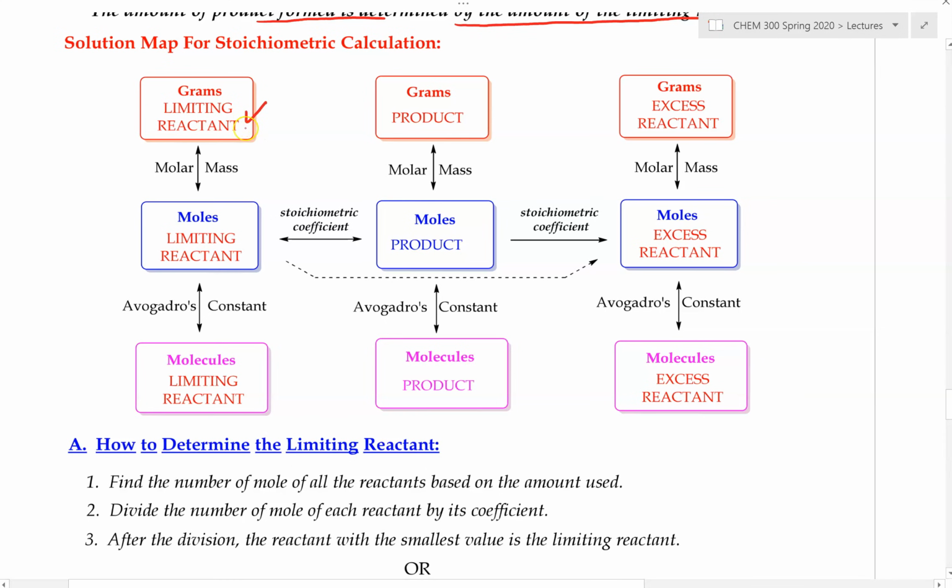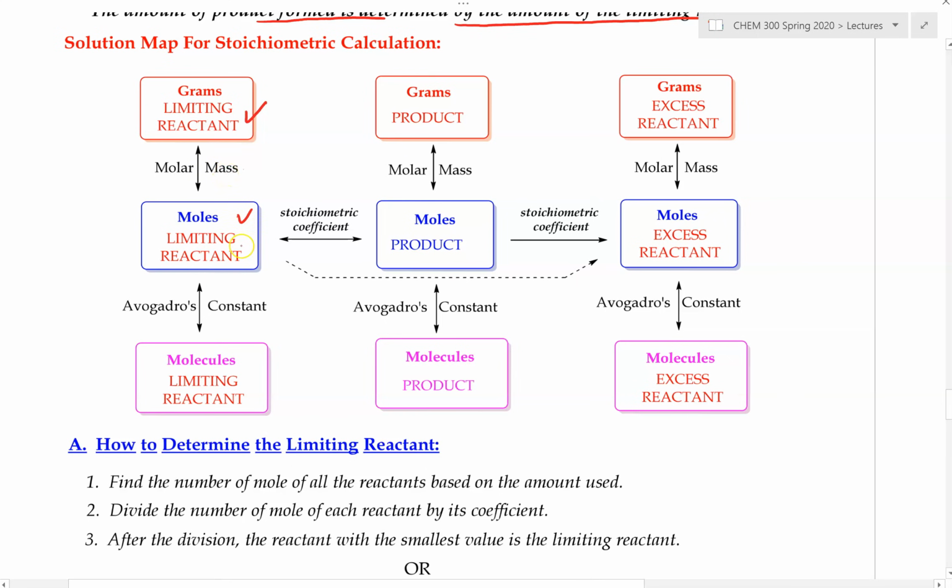First, start out with the amount of the limiting reactant. Let's say we start out with grams of reactant. Then again, we have to convert the grams of the limiting reactant into moles of the limiting reactant, because all of the reactants and the products are related on a mole-to-mole basis. So therefore, we have to convert all of the amounts into moles first by using the molar mass of the limiting reactant as the conversion factor.